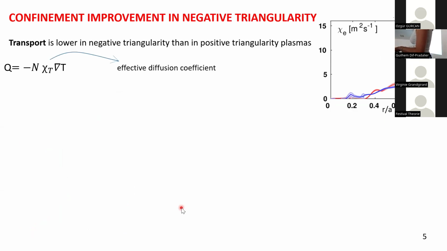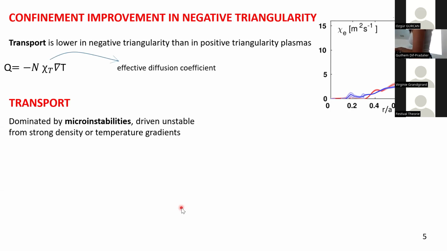Why is confinement better? Confinement is better because transport is lower in negative triangularity with respect to positive triangularity plasma. If in fact we write an effective diffusion equation for the heat, here this is the density, this is the effective diffusion coefficient, and the gradient of the temperature. They measured the diffusion coefficient in negative triangularity against positive triangularity plasma, and they saw that the diffusion coefficient is lower in negative triangularity with respect to positive one, even for the same range of parameters.